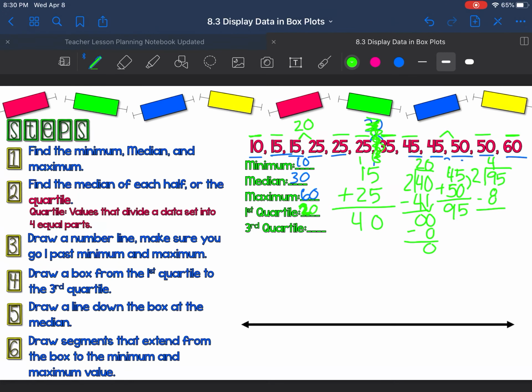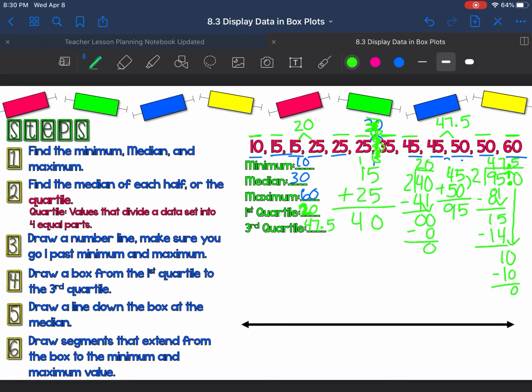2 goes into 9 4 times. 4 times 2 is 8. 9 minus 8 is 1. Bring down my 5. 2 goes into 15 7 times. 7 times 2 is 14. 15 minus 14 is 1. Remember, guys, you got to put that decimal and pop it up. Pop that decimal right on up. Since I popped that decimal, I can add a 0 and bring it down. 2 goes into 10 5 times. 5 times 2 is 10. 10 minus 10 is 0. So my third quartile is 47.5.